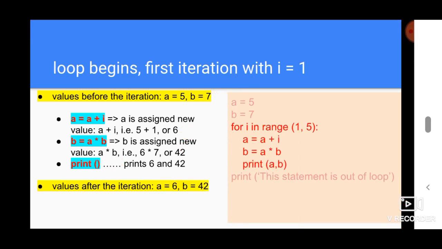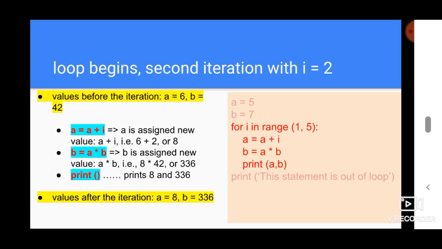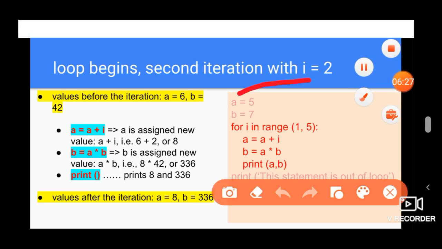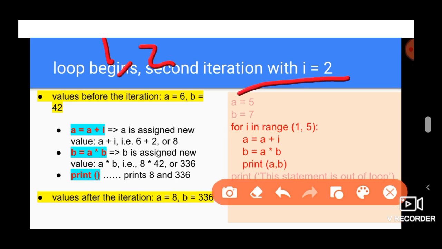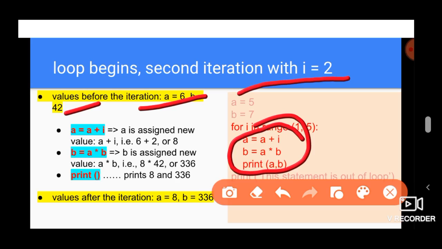Next, let us see what happens in the next iteration. In the second iteration of the for loop, the next value of I is taken as 2. As we said, the values of I are going to be 1, 2, 3 and 4 in 4 different iterations of the loop. So 1 was its value in the first iteration, and in the second iteration the value of I is going to be 2. When the first iteration ended, the value of A was 6 and the value of B was 42. Now again these 3 statements are executed.